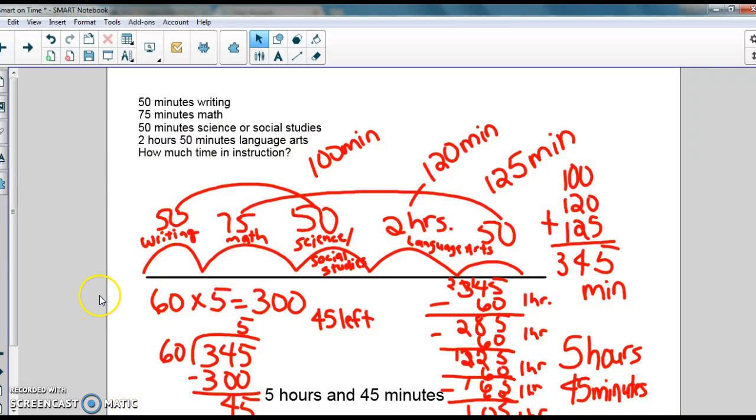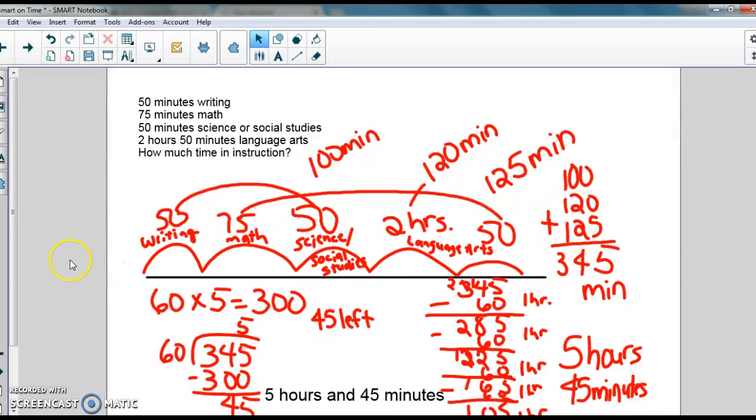Now this number line is a little more intricate because there's more numbers. So we have 50 minutes in writing, 75 minutes in math, 50 minutes either in science or social studies, 2 hours in language arts, and 50 minutes. So what I did here is I took the 2 hours and 50 minutes and I broke the 2 hours down to 120 minutes. So everything was in minutes. And then I took the 50 minutes and added them together and got 100 minutes. And I took the 75 minutes from math and the extra 50 minutes from language arts and made 125 minutes. So now they're all in minutes. So I've got 100 plus 120 plus 125 and got 345 minutes.